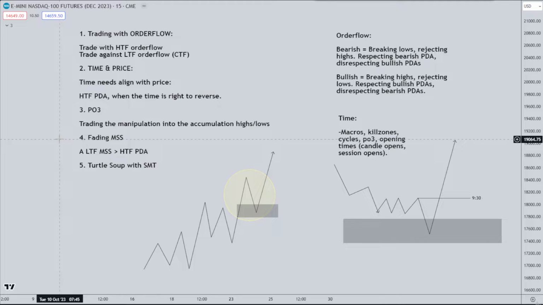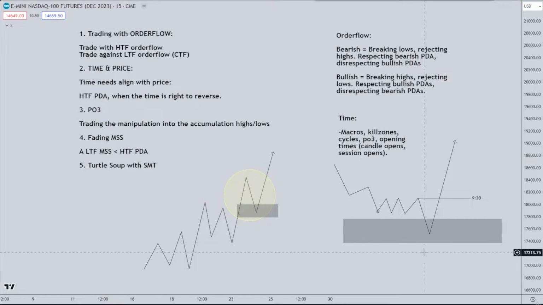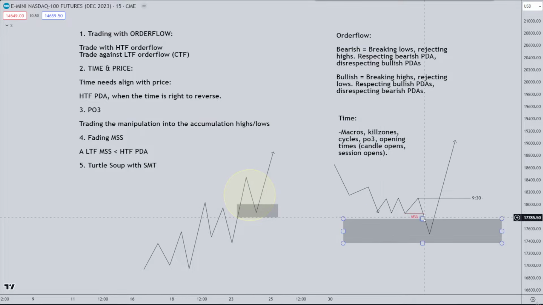Which is why you want to fade market structure shift, right? As Romeo stated, a lower time, oh wait, this is backwards. A lower time frame market structure shift is less important than a higher time frame PDA. So here on the 1 minute, it looks like we got a market structure shift to the downside. But we just tapped into a higher time frame PDA in bullish order flow. So before we even try to get into any precise entry, what is the higher time frame bias? Higher time frame bias is up. As soon as we tap into this PDA in bullish order flow, our bias is up. Okay? That's just bias.